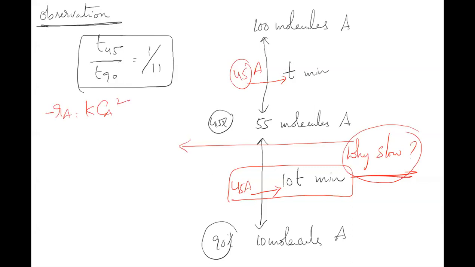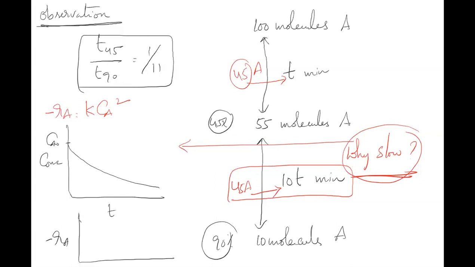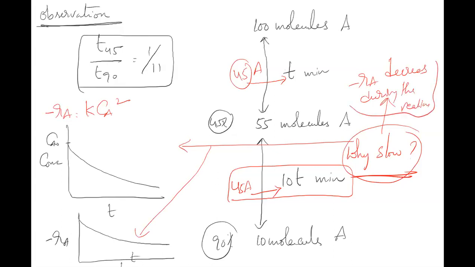So what happens during the reaction? Initially the concentration is CA naught and it decreases slowly with respect to time. Then what happens to your rate? The rate is also decreasing with respect to time. The reason why it is slow is that the rate decreases during the reaction. Slowly the rate decreases because the concentration is decreasing.